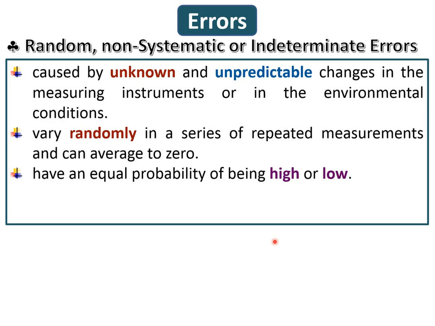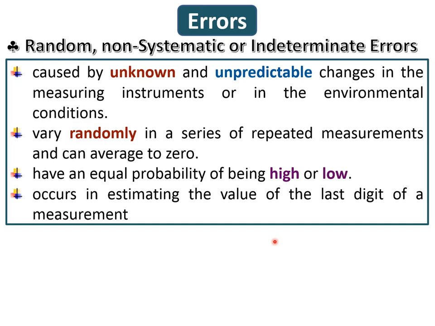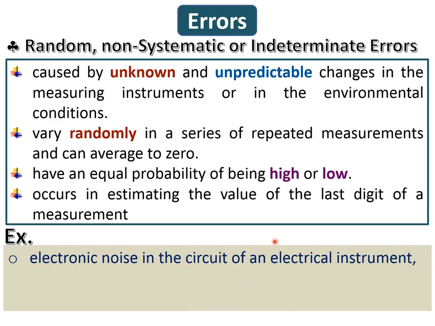So it has an equal probability of being high or being low. It occurs in estimating the value of the last digit of a measurement. Okay? Example for the random error is the electronic noise in the circuit of an electrical instrument.